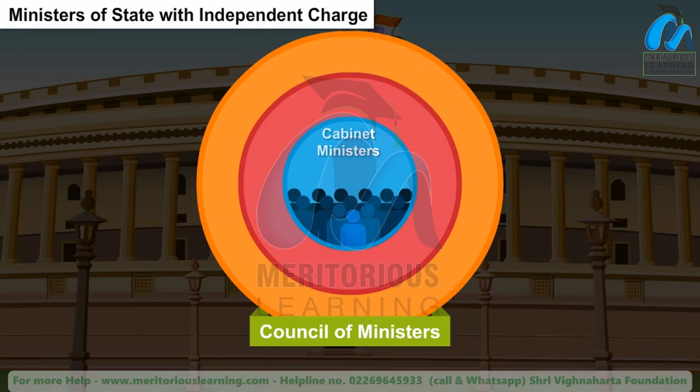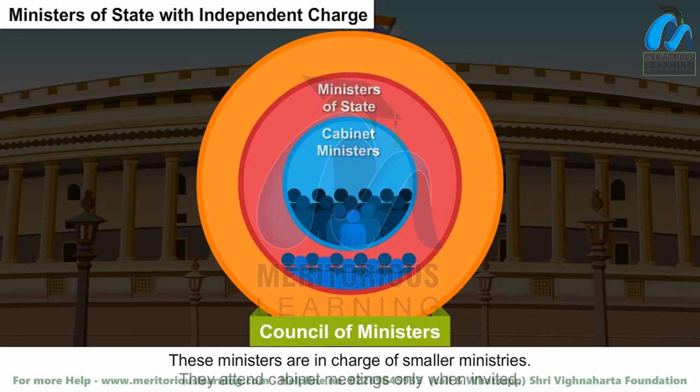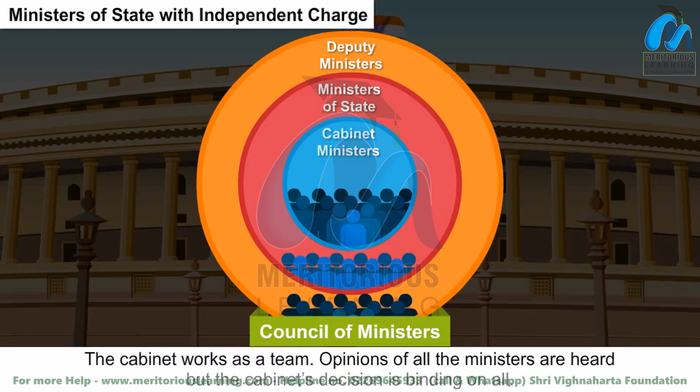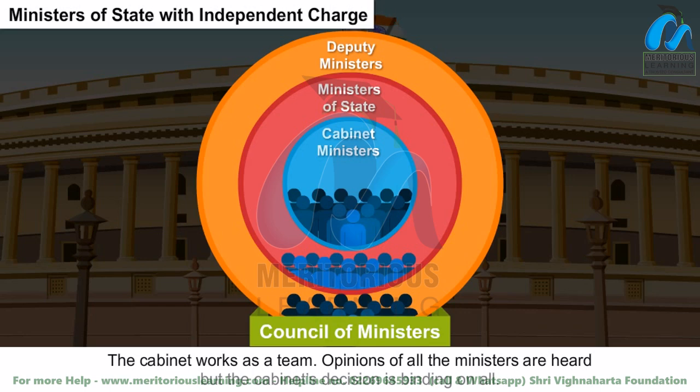Ministers of state with independent charge. These ministers are in charge of smaller ministries. They attend cabinet meetings only when invited. Ministers of state are required to assist the cabinet ministers they are attached to. The cabinet works as a team. Opinions of all the ministers are heard, but the cabinet's decision is binding on all.